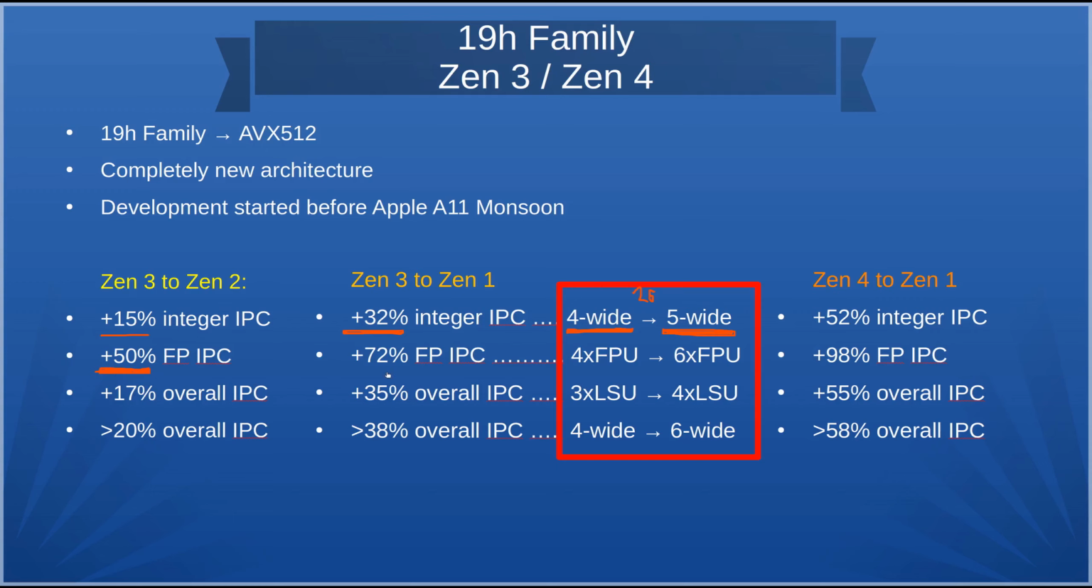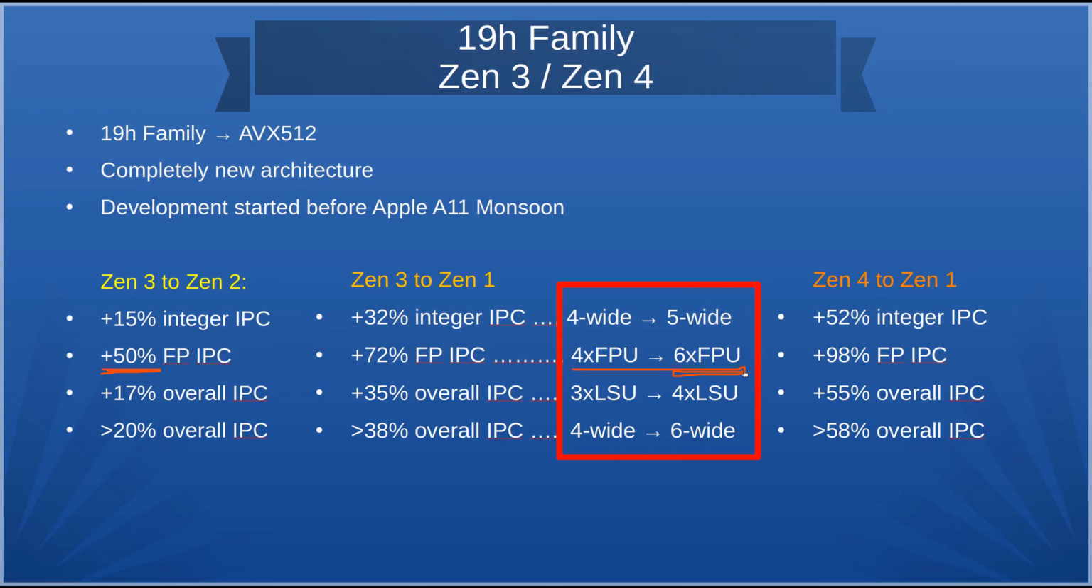And those 15%, 20%, according to Zen 1, was caused by doubling the width of the units from 128-bit wide, and 50% in the floating point performance. My suggestion is it's evidence that Zen 3 will be a beast.